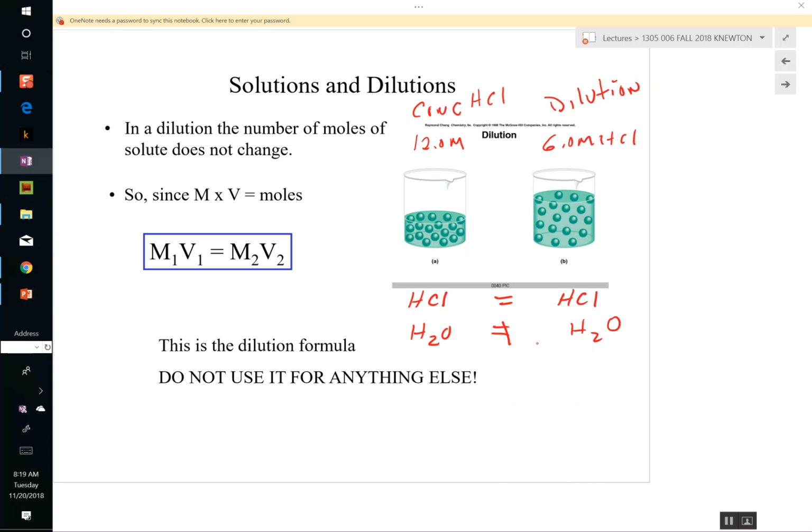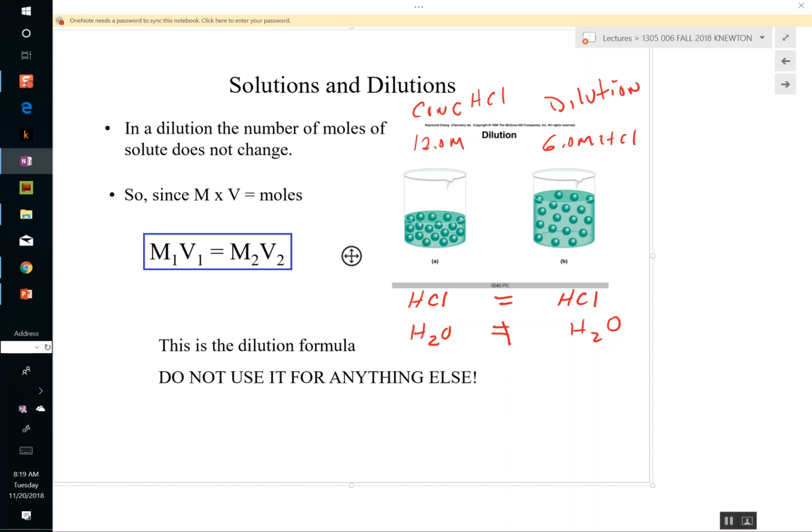We took some quantity of concentrated HCl and we doubled its volume by adding that volume of water to it. Doubled its volume. And now the HCl that's in there is in twice the volume it was before.